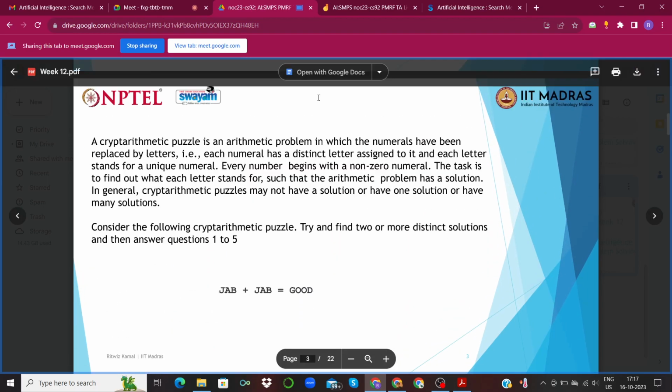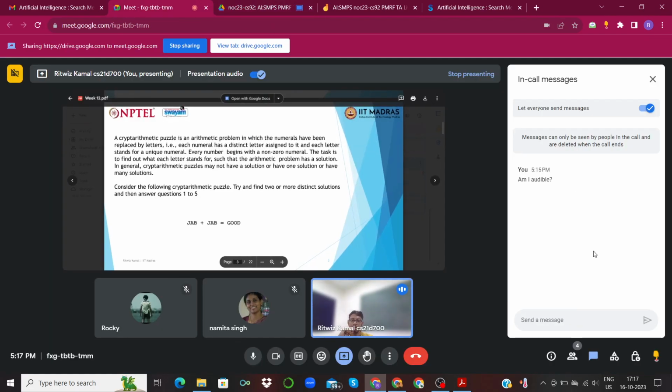Before we get started, this is the first setting for the first few questions. This question deals with a crypt arithmetic puzzle, which is an arithmetic problem in which the numerals have been replaced by letters. Take a simple example of addition of two numbers. Each number is assigned a distinct letter, and each letter stands for a unique numeral, so there's a one-to-one mapping between letters and numerals. And every number begins with a non-zero numeral.